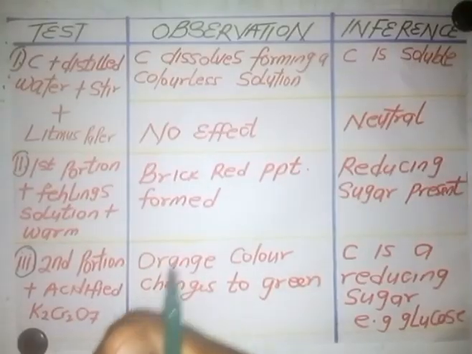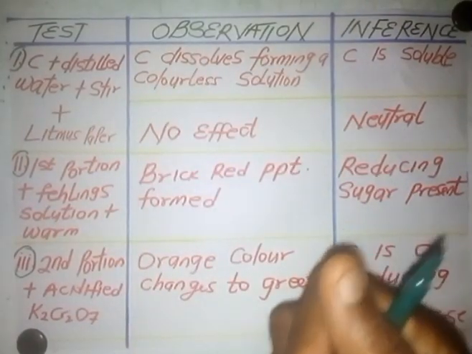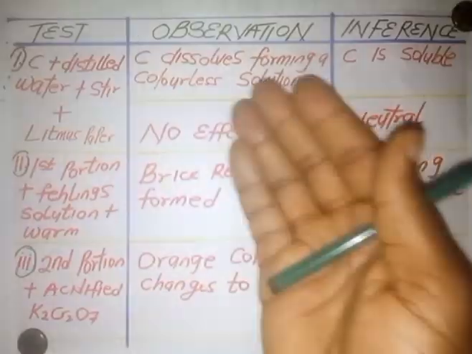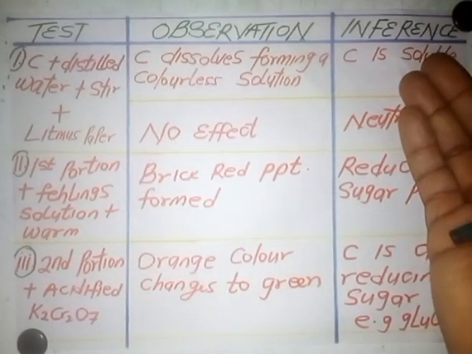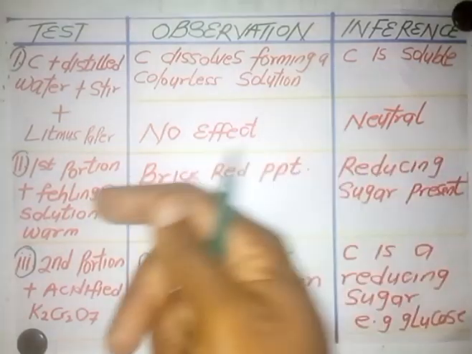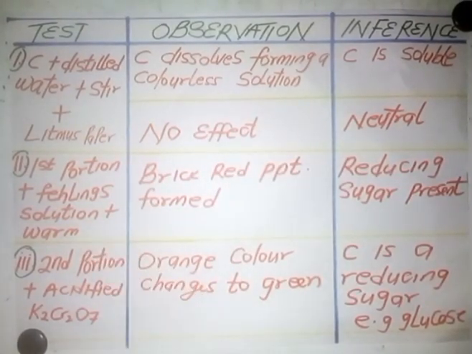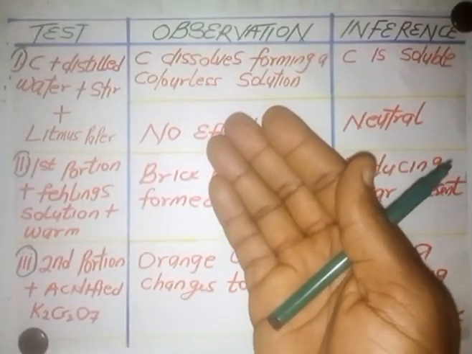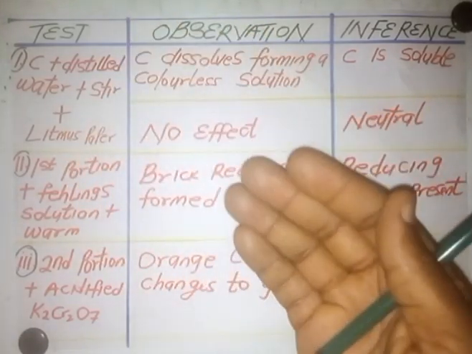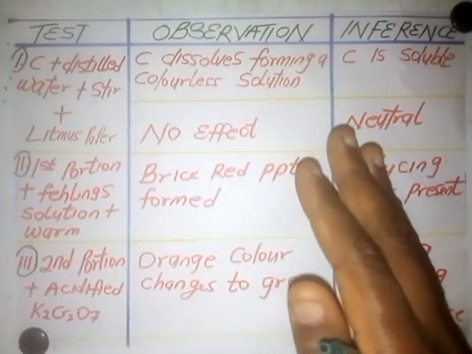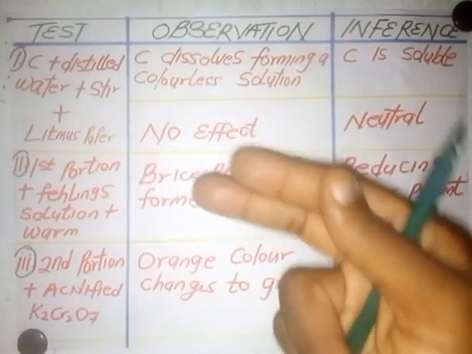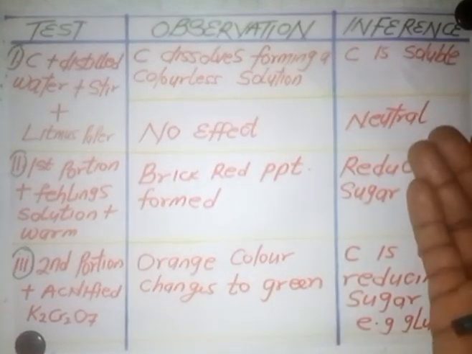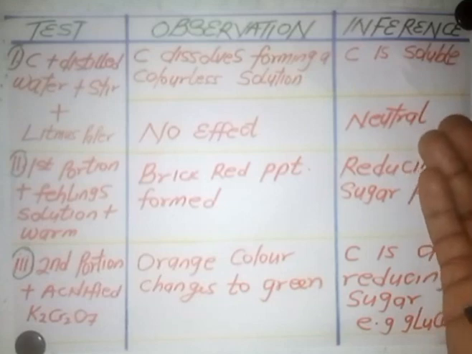When you do that, it is expected to dissolve, having in mind it is glucose. So it is expected to dissolve and form a colorless solution. So the inference, as you can see, is that C is soluble. Then when you test with litmus paper, it has no effect on litmus paper. That means either blue or red litmus paper remains the same when you dip it into this solution. And the inference is that it is neutral.